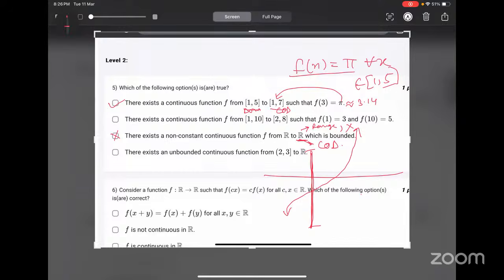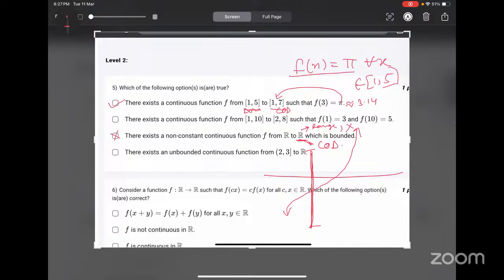Anyone? Is the third option correct or not? But I guess they have taken R as the range. So then the third option is correct. Third option is correct.